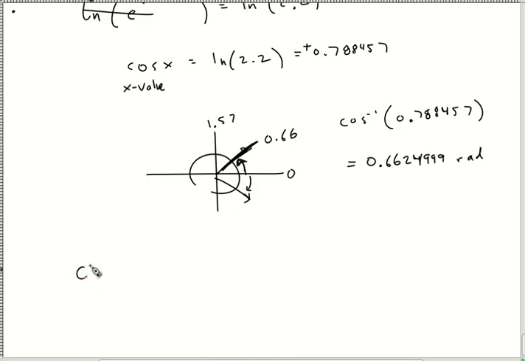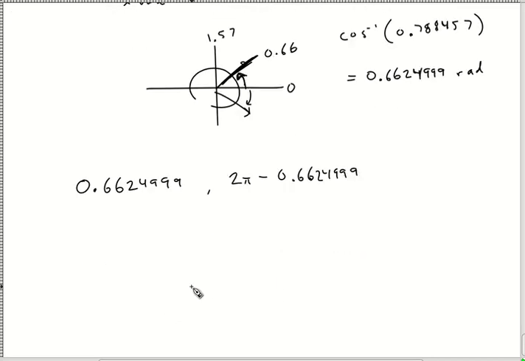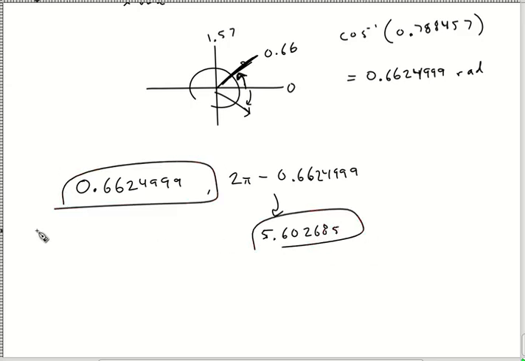So here we go. One of my answers is the 0.6624999. Okay. Then the other one is 2 pi minus that amount. Did I actually write that? Oh, I did write it down. Okay. Which this guy right here, I'm just going to write it down for you, is 5.602685. I don't know. Round to whatever decimal places they want. All right.